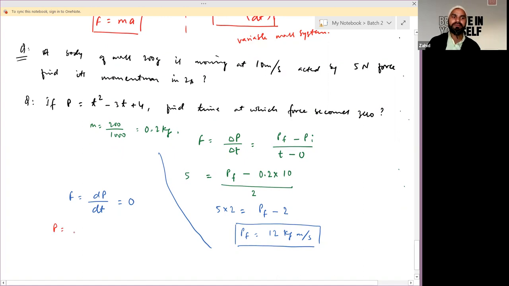In second question, we have P is equals to T square minus 3T plus 4. If you differentiate it, dp over dt, T square, it will become 2T minus 3, as differentiation of T will be 1, plus 4, which is any constant term. So differentiation of it will be 0. Now equate this expression to the 0. You will get 2t is equals to 3, or t is equals to 3 by 2 seconds.